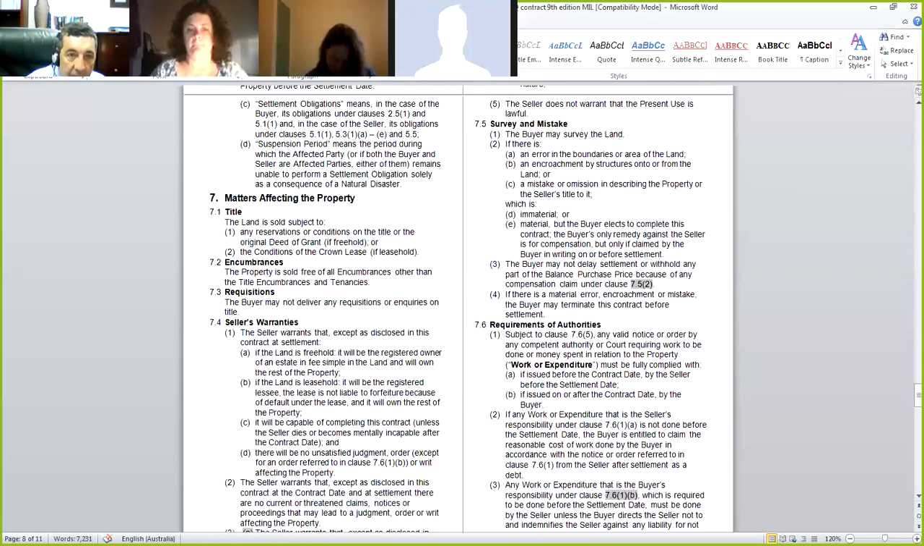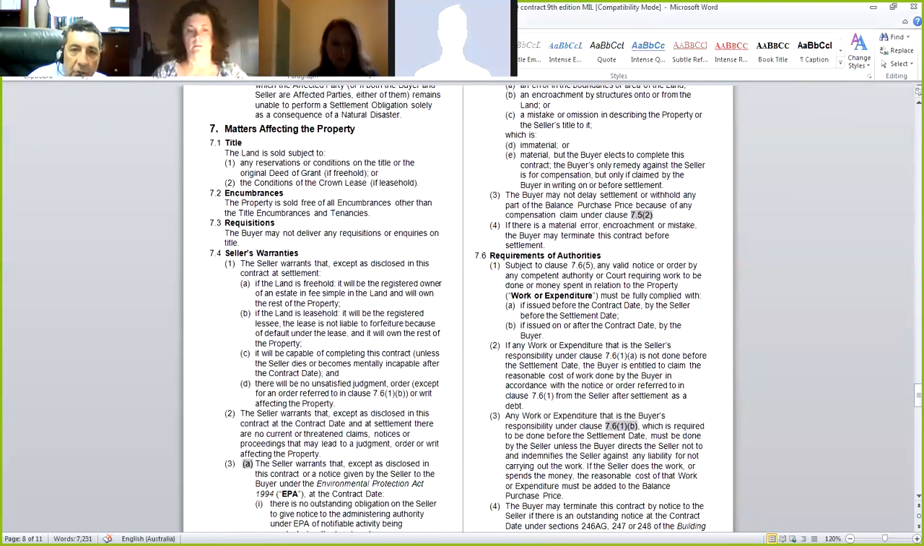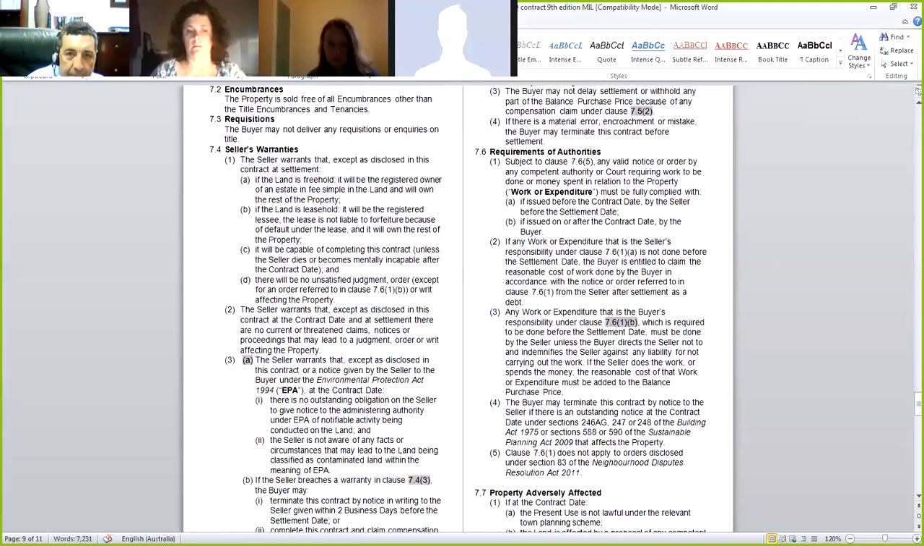There are a number of warranties which are contained in 7.4, and the contract is subject to the buyer being satisfied that if a survey report is done, there are no errors in the boundaries or encroachments. If there is a material error or encroachment, then in those circumstances the buyer may be in a position to terminate the contract. But if it's immaterial, then there may be a question about compensating through money alone.